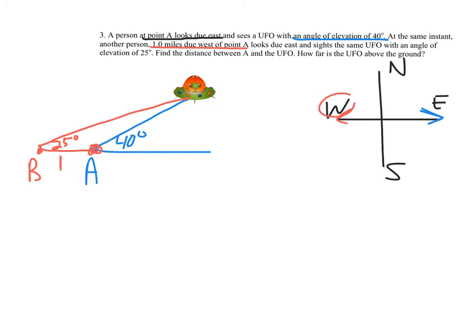So the distance between A and the UFO is this green line there. Call that X. How far is the UFO above the ground? So I'll have to draw a line segment going down, and that's going to be Y. So this is our diagram that we need to have for this particular question.